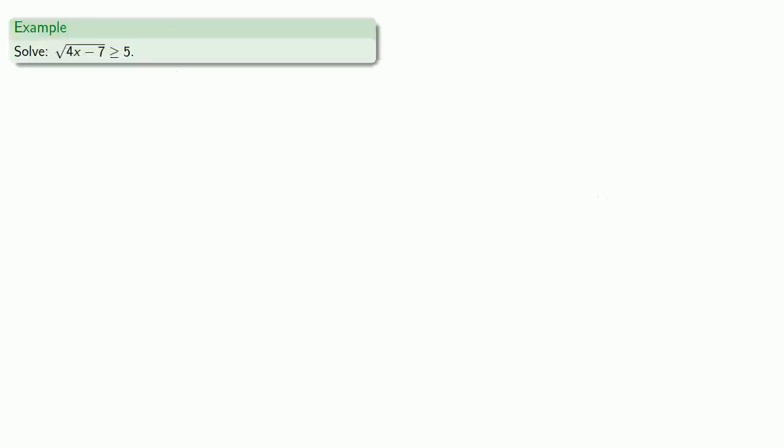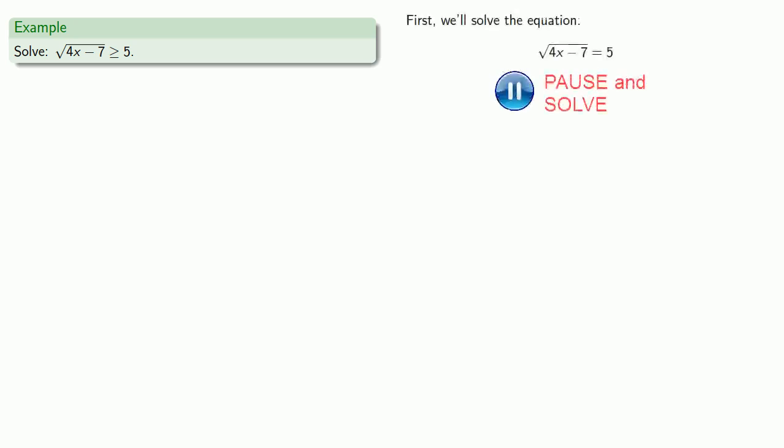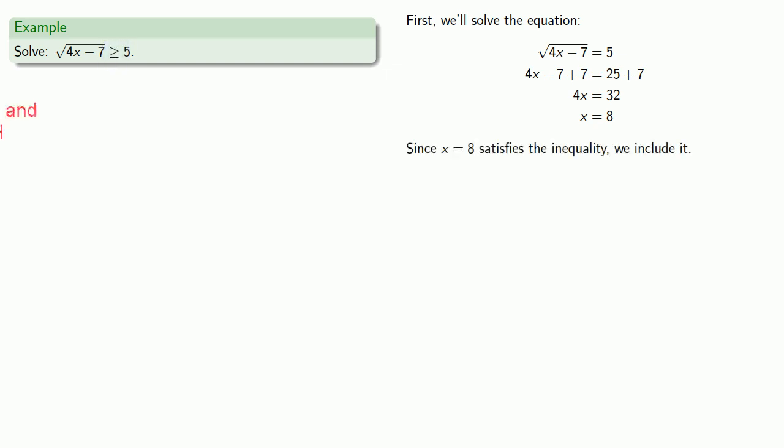For example, let's solve square root of 4x minus 7 greater than or equal to 5. So first, we'll turn a blind eye and pretend that this is an equality and solve the equation. So one critical value is x equals 8. Now, we do have an inequality, so like a good math student or a good human being, we have to acknowledge that inequality, and we'll check to see if x equals 8 satisfies this inequality. The easy way to do that is to remember that x equals 8 satisfies the equation, and our inequality allows for equality. So x equals 8 does satisfy the inequality, and so we should include it.